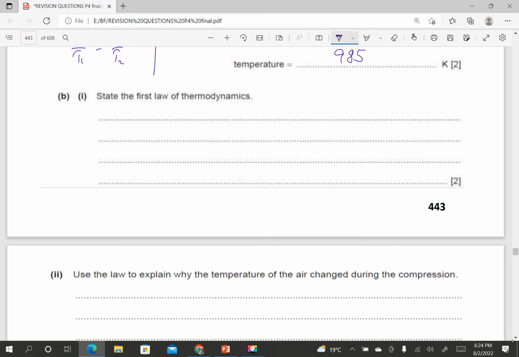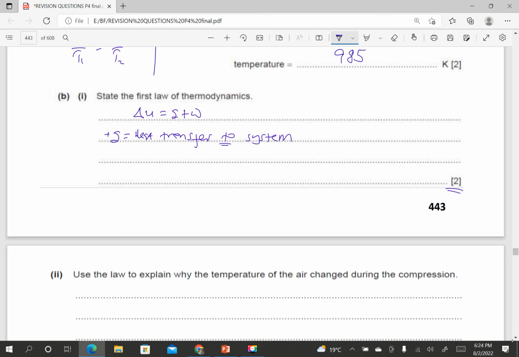State the first law of thermodynamics. That is very easy. I can simply say change in internal energy is equal to Q plus W, but note that there are two marks. So Q is the heating of the system, or thermal energy transfer to the system, or heat transfer to the system. This is very important: to the system, or heat absorbed by the system, or heat added to the system.